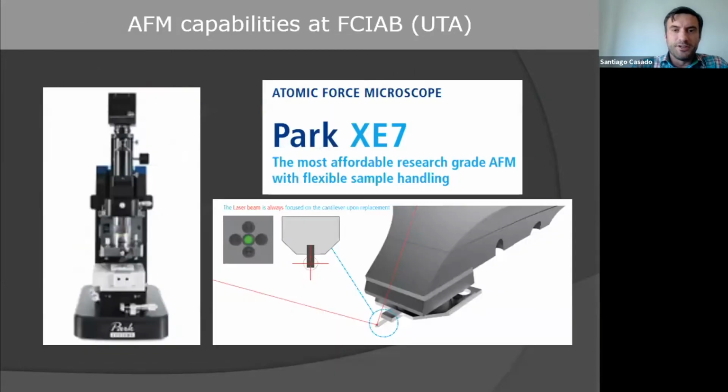For example, this is the AFM we now have at the Universidad Técnica de Ambato, from Park Systems, an XE7. And we hope to continue some collaborations and open other ones to explore the possibilities that the biodiversity of this country offers, which can be checked by this technique.